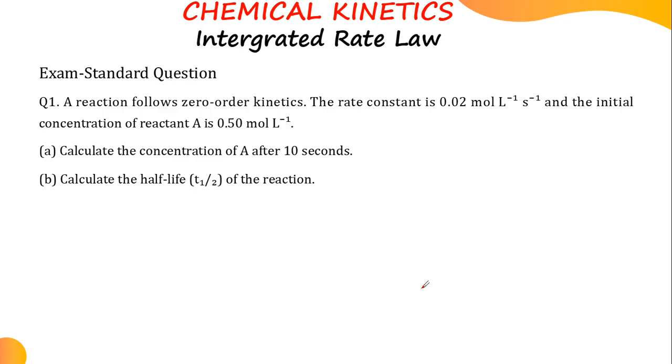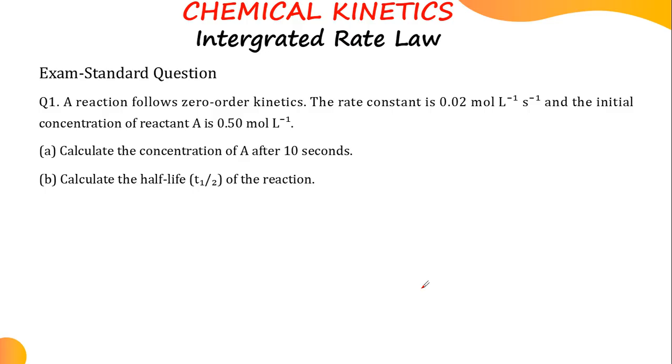All right. So question one. The question reads: a reaction follows zero order kinetics. The rate constant is 0.02 moles per liter per second, and the initial concentration of reactant A is 0.50 moles per liter. A. Calculate the concentration of A after 10 seconds. B. Calculate the half-life of the reaction.